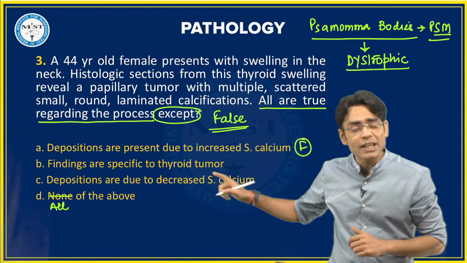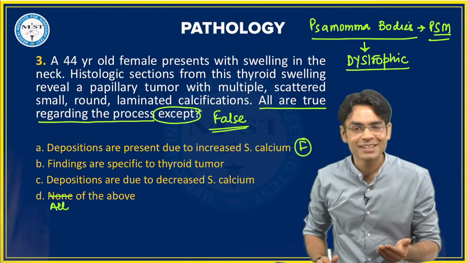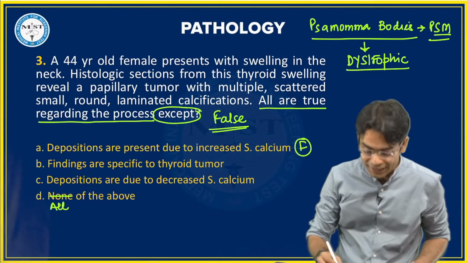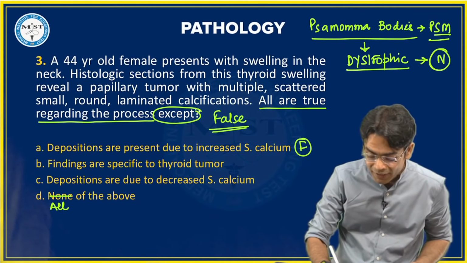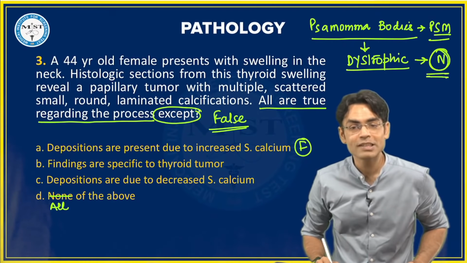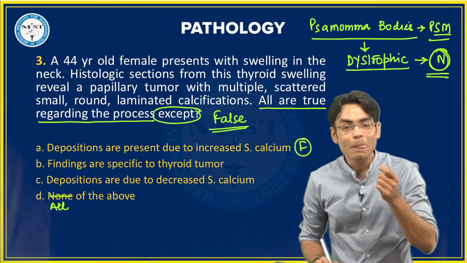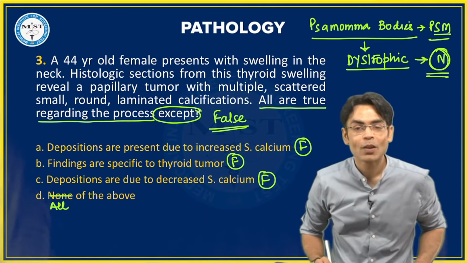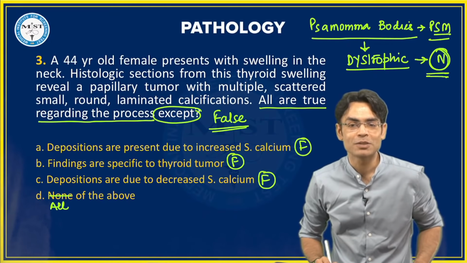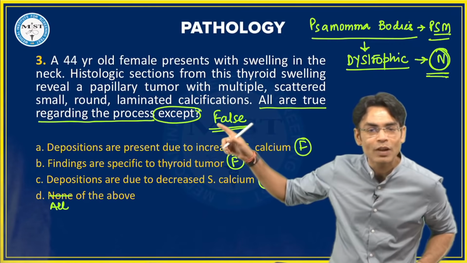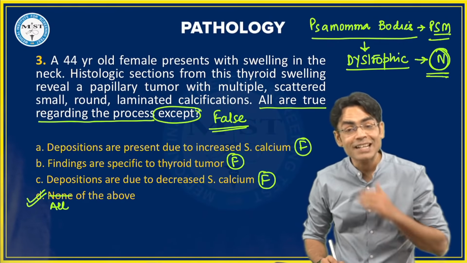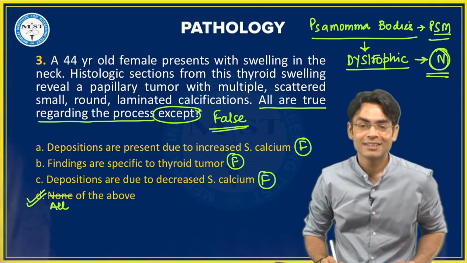Deposition are due to decreased serum calcium levels. नहीं भाई. There are no decreased serum calcium levels. In dystrophic calcification, the serum calcium levels are normal. Normal serum calcium levels. So all the three statements are false actually. So the answer to this question, you want to find the false statement, the answer to this question would be D. सारे के सारे options false हैं. Nothing is right in this.